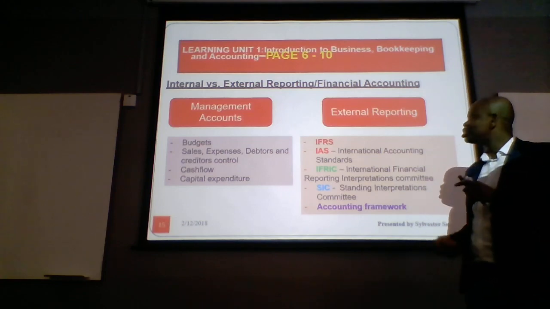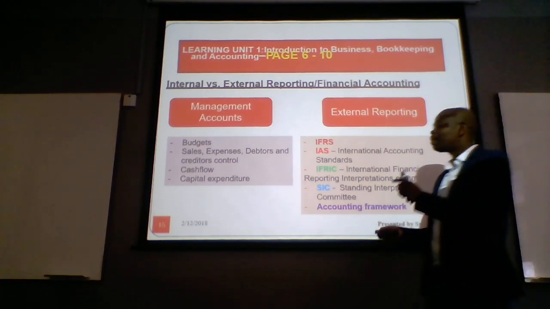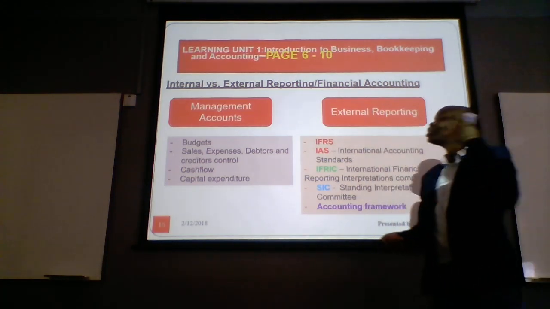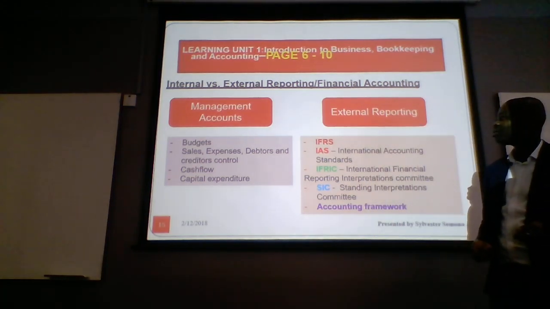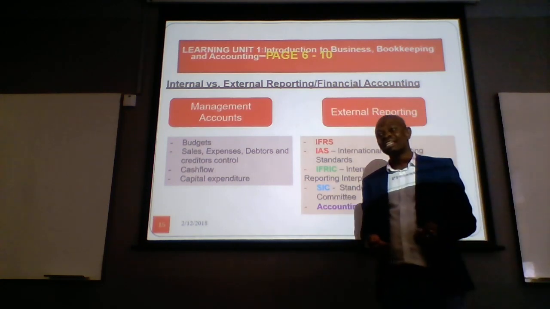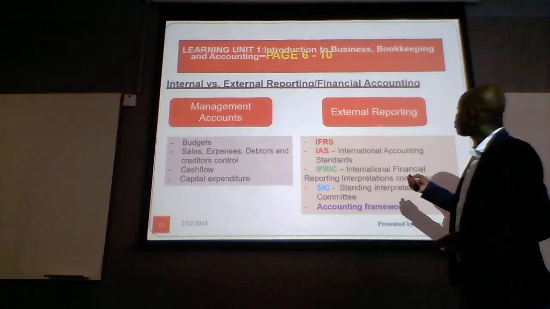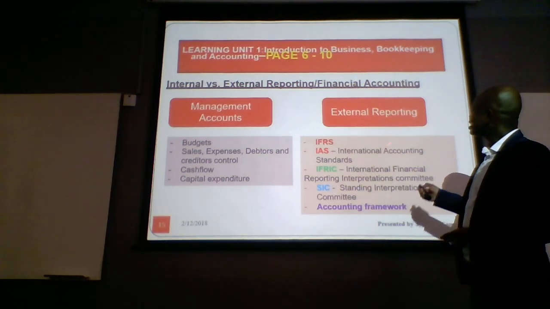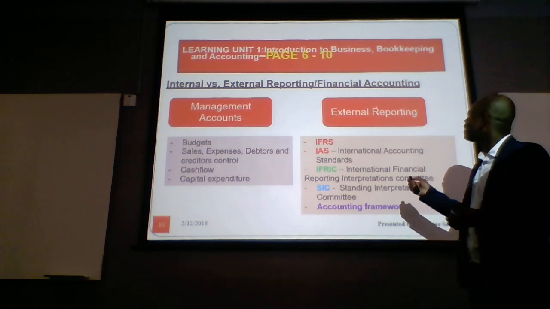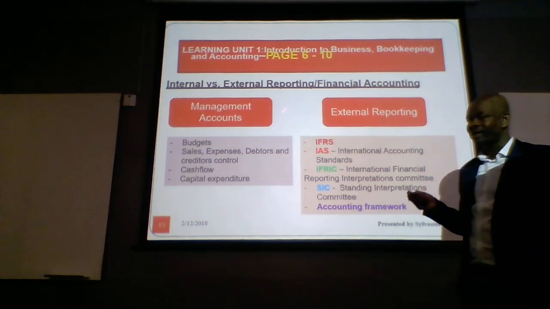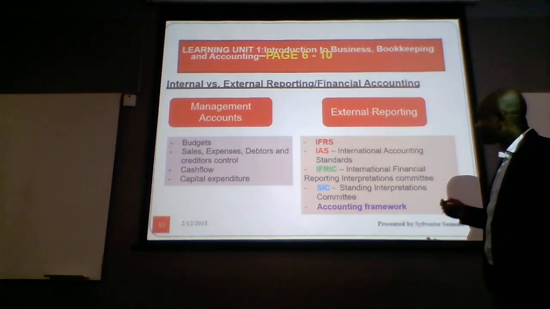So when we report, we need to check which reports are suitable for external users and which reports are suitable for internal users. As you can see here, we've got what we call the management accounts. Here we've got external reporting. Normally, external reporting is associated with financial accounting. You can write financial accounting next to it. I'll explain better. Financial accounting.